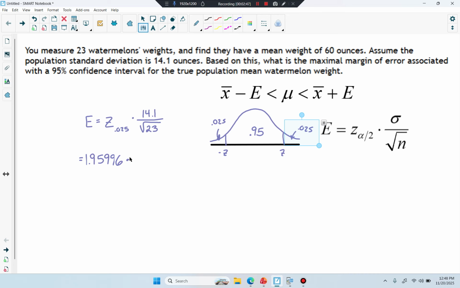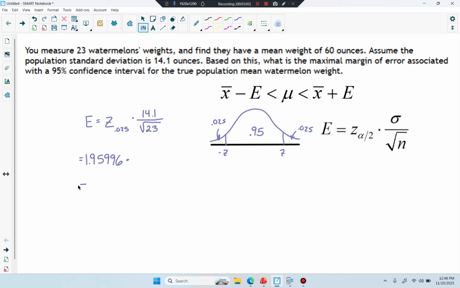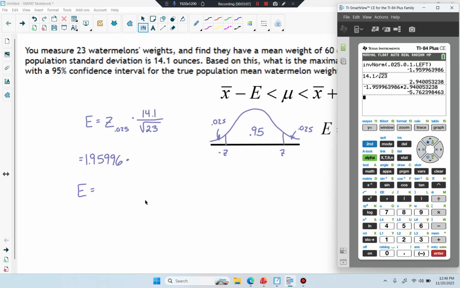Times 14.1 divided by the square root of 23. So it's just going to be this times this, and I'm dropping the negative. So my margin of error is going to be 5.7624.